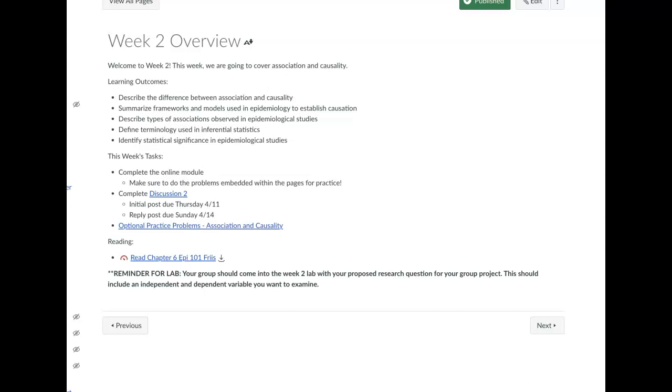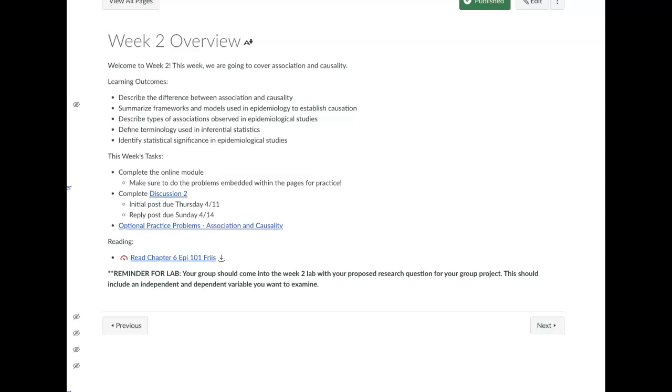So for this week, we're going to be talking about association and causality. How do we actually establish a causal relationship between variables of interest versus just finding mathematical associations? By the end of this week, you should be able to describe the difference between association and causality. They are not the same thing. We're going to learn about frameworks and models that we use in epidemiology to establish causation. You should be able to describe types of associations and define terminology used in inferential statistics, and also identify what it means to have statistically significant results in epidemiological studies.